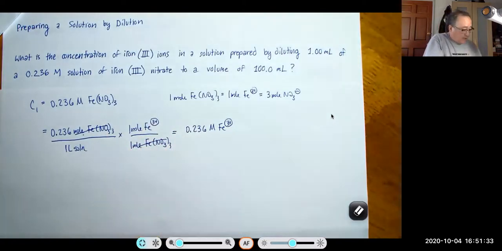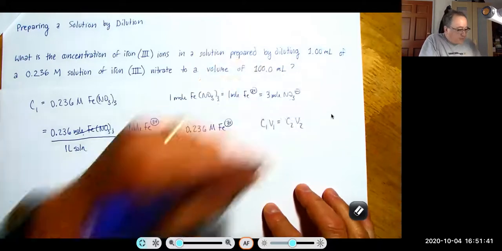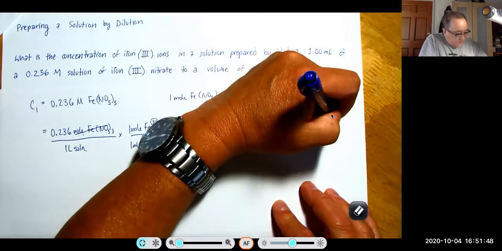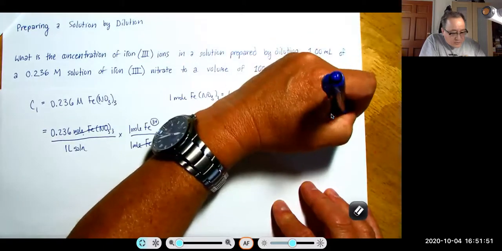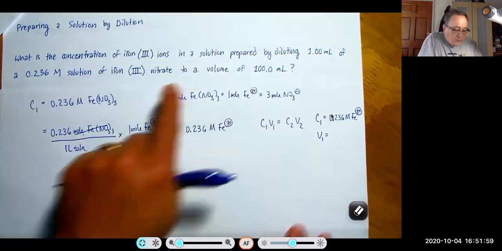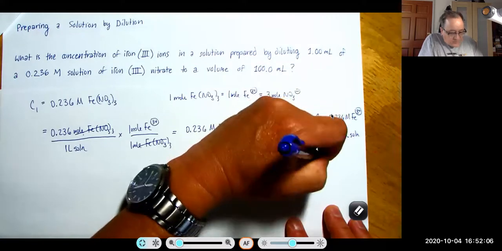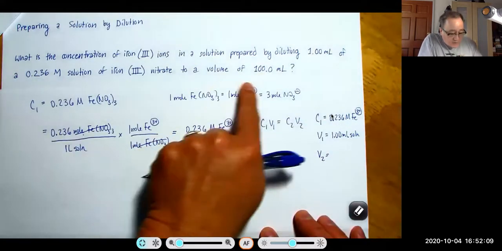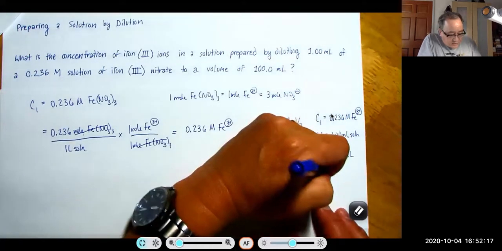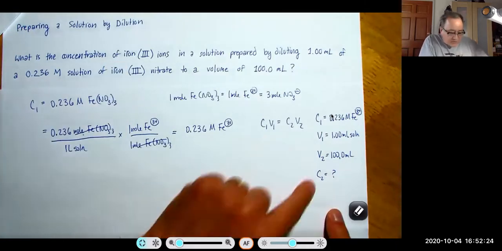Now, I'm about to show you a really neat thing about these particular types of concentration and dilution calculations. I want you to recall that C1 V1 is equal to C2 V2. If we make a list of all the things we have so far, C1 is 0.236 molar iron 3. V1 is the amount that we dilute, so we're diluting 1 milliliter of solution. V2 is the final volume, and it says to a volume of 1,000 milliliters, so that's our final volume. And C2 is what we want to calculate. What is the concentration? So here's the formula, and here's all the stuff we need to use in this formula.